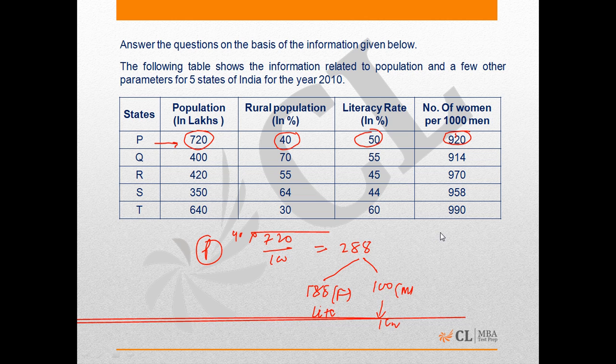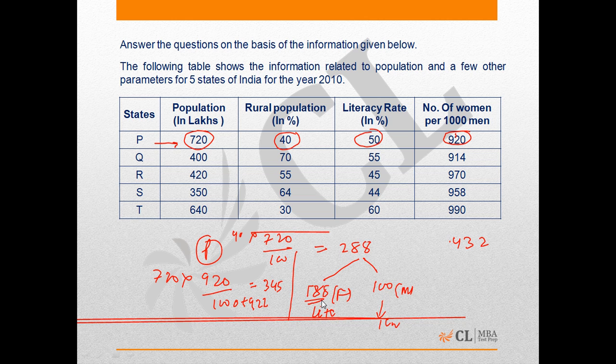Now the remaining population, that is 720 minus 288, which comes out to be 432 lakh, belong to urban areas. And in order to find the male numbers and female numbers in urban areas, we have to use the number of women per thousand men. So the total number of women in lakh in state P was 720 into 920 upon 1000 plus 920, which comes out as 345.